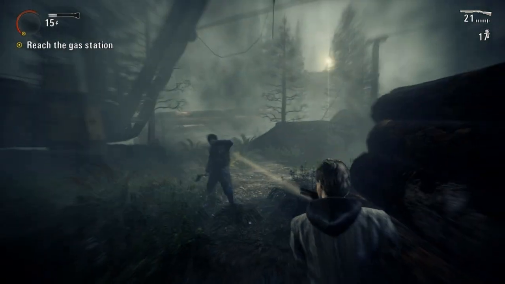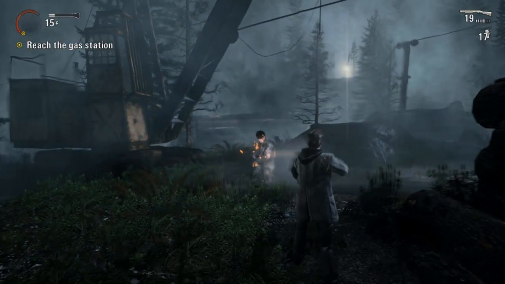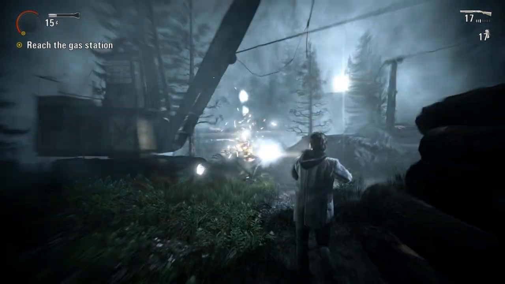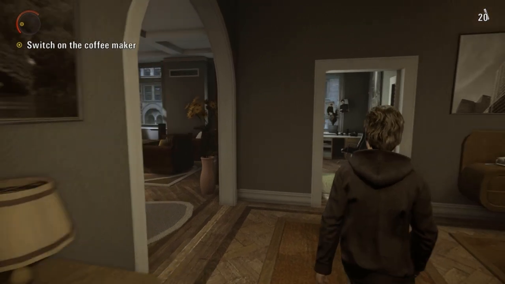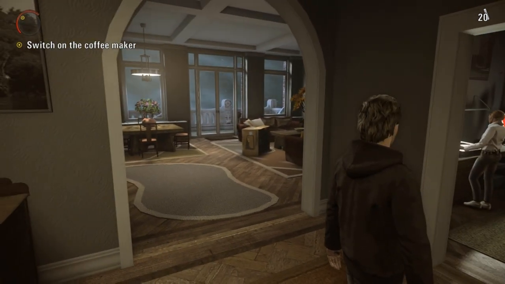There are two things you have to do prior to creating a level design for a single player third-person action adventure game. Number one is know your game and its story. And number two, create a naming standard for combat areas, then stick to them. Now, first step, of course, is you have to know your game and follow its story.